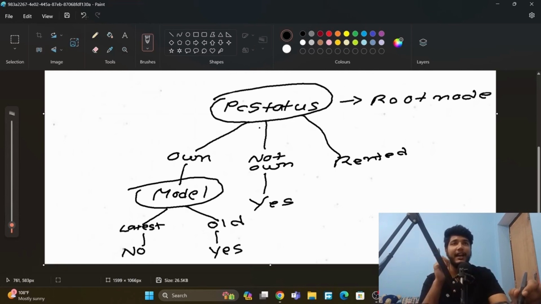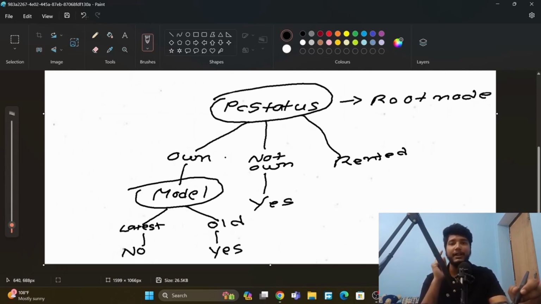The thing is that we don't directly choose the root node like this. This will be the root node, these will be the edges, and this will be another node. There will be multiple attributes, like here model and here PC status, and we have to calculate to know which will be the root node, which will be the next node, and which will be the edges. We calculate this with the help of entropy and information gain. We do this with algorithms: ID3, random forest and CART.